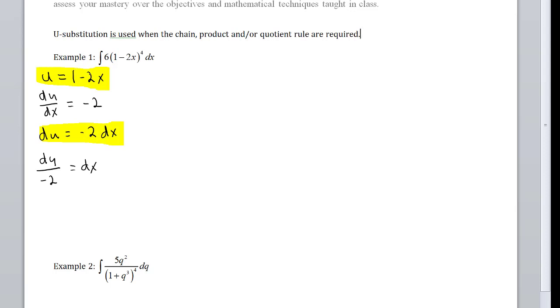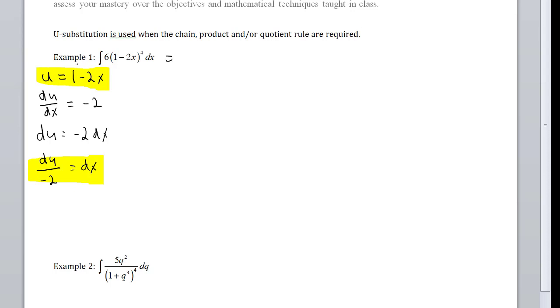So now I'm going to erase everything and rewrite that, and highlight the correct part now. So those are the pieces that I'm going to use to make the substitution.